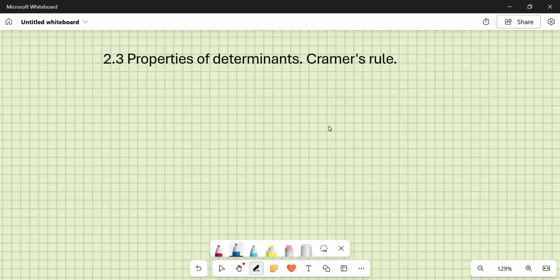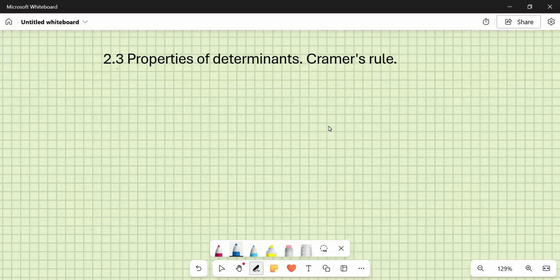Hello everyone. Today we are going to start section 2.3, properties of determinants, Cramer's rule. Also, we are going to learn another method of finding inverse matrix. Since this section is kind of long, I think I'm going to split it into two parts. Mostly we are going to have proofs and I'm going to show you an example of finding inverse. Okay, let's start with properties.